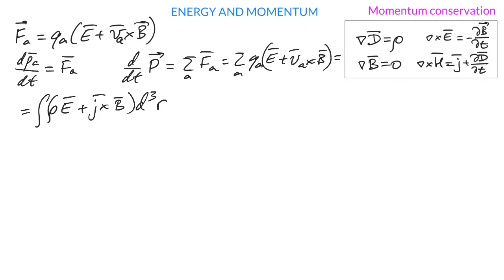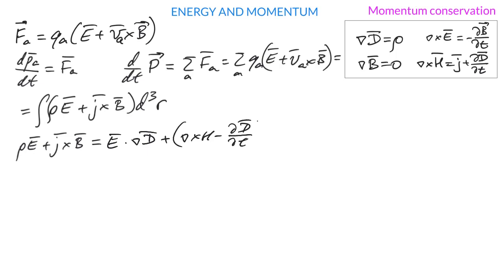Now, as we did for the energy conservation, let's take the integrand here, rho E plus J cross B, and substitute the charge density and the current density from Maxwell's equations. That way we'll again get something that depends only on the fields. So rho is del dot D, so here we have E times del dot D plus, and J is curl H minus dD by dt, and that's crossed with B.